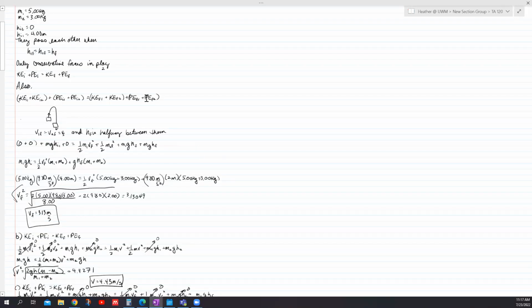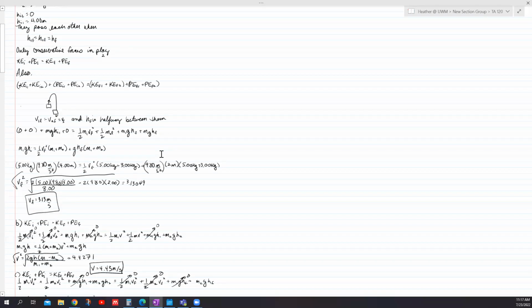So plugging in what we know to this equation here, lots of stuff is going to cancel out because both of them aren't moving initially. And we end up with mass 1 times g times the initial height equals 1/2 both of the masses together, because we're looking at the system, vf squared, plus g, the end height, times M1 plus M2.